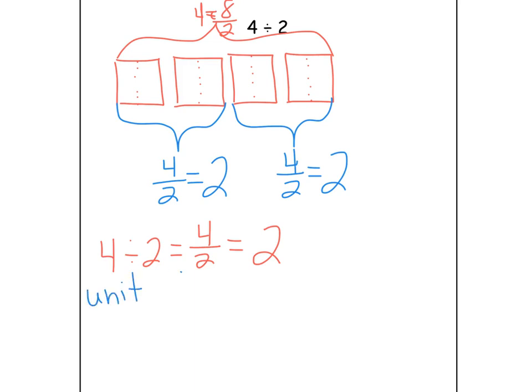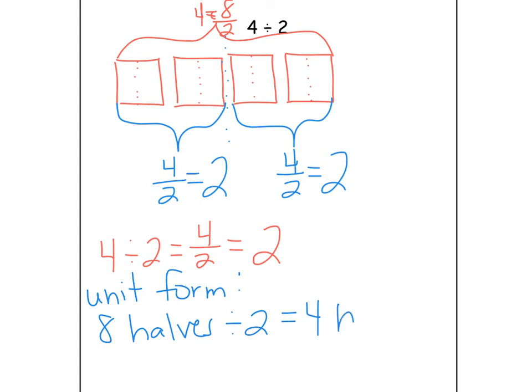So unit form. So we have 8 halves. That's how many total halves we have. Divided by 2, which equaled, I split it down the middle. How many pieces are there on each side? 4. 4 halves. Because 8 divided by 2 is equal to 4, and my unit stays the same. Make sure everything I did here, you did too.